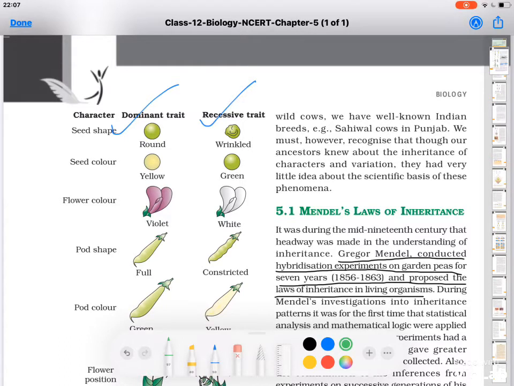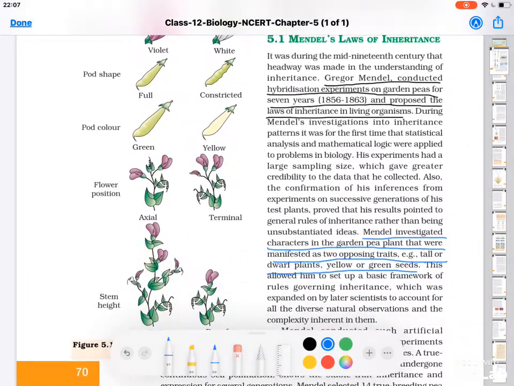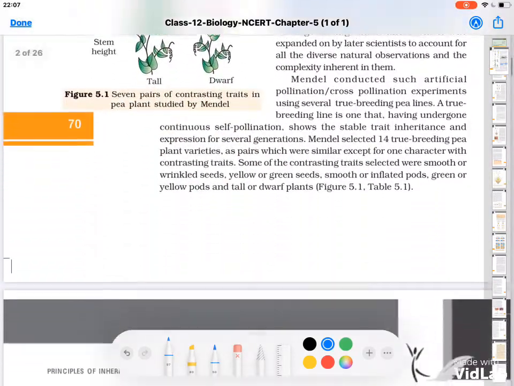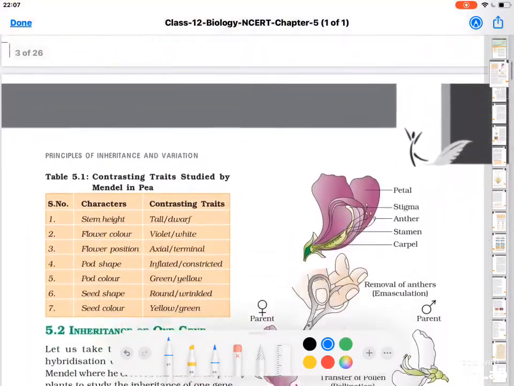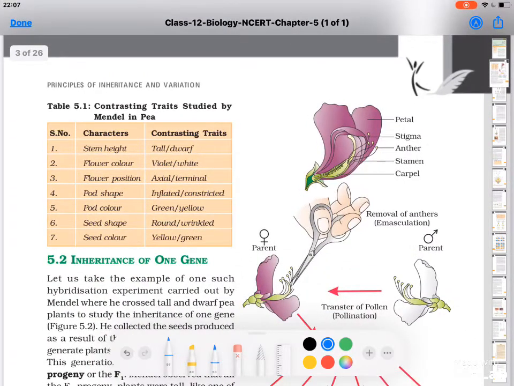So in the seed shape, roundness is the dominant character. In the next page, page number 71, in the box it is shown which character is dominant and which one is recessive. In this box, first character is stem height. Tallness is dominant over dwarfness. In flower color, violet color flowers are dominant over white color. Flower position, axial is dominant over terminal.